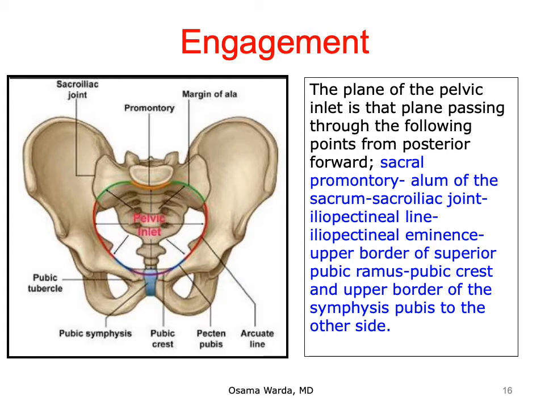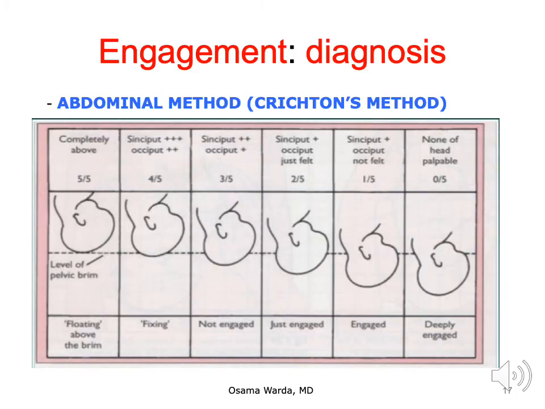We shift to how to diagnose engagement. How can we diagnose engagement? Engagement can be diagnosed by one of two methods, either the abdominal method or the vaginal method. The abdominal method was described by Crichton, depending on the amount of the fetal head that can be felt abdominally.